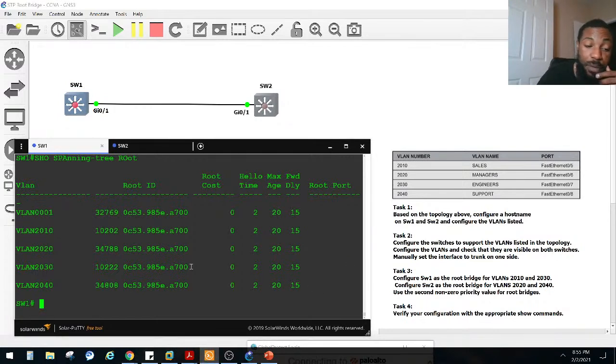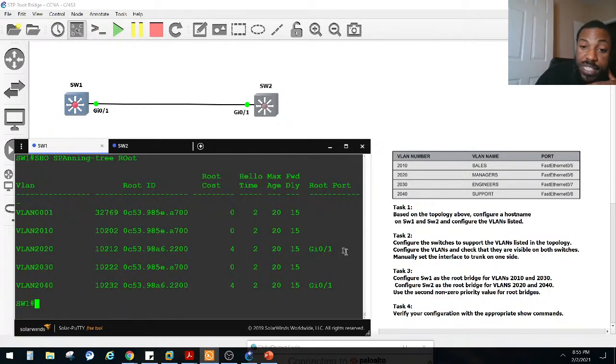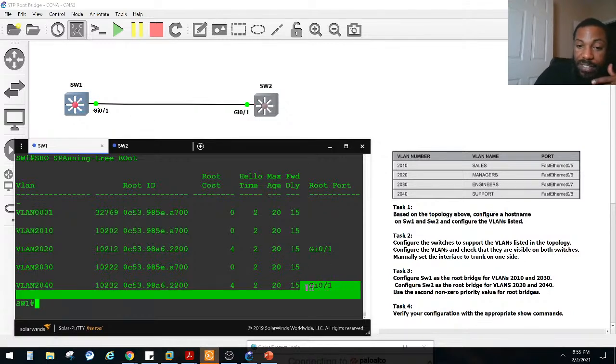But now if we run that same command, show spanning tree root, now we've got root ports to the root switches for each of those respective VLANs, VLAN 2040 and 2010. So to get to VLAN 2020, we have to take gig 0/1. To get to the root bridge for VLAN 2040, same thing. There's only one interface to get there anyway, so this would be the interface that we take to get to that root switch. Does that make any sense, you guys? Does anybody have any questions?